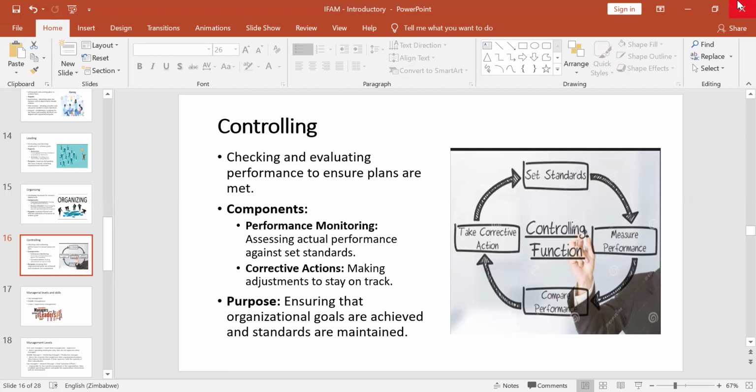Okay. Are there any questions on planning, leading, organizing, and controlling, and the definitions of management? Even if it's not a question, an addition, something that maybe I left out, something that came into your mind, an example as I was presenting. Any questions before I move on to the management levels and skills?